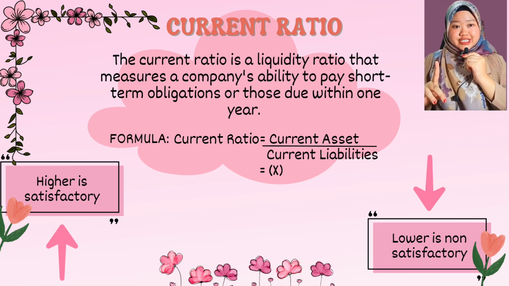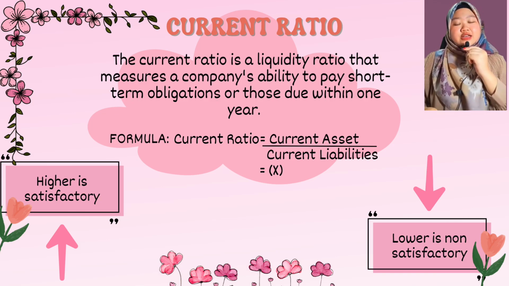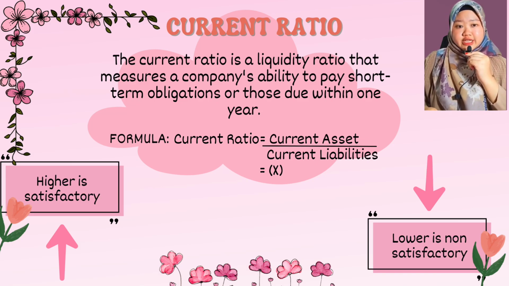First, we have current ratio. Let's start off with getting to know what current ratio is, how to calculate it, where to find it, and what is needed to achieve satisfactory. So basically, the current ratio is a liquidity ratio that measures a company's ability to pay short-term obligations, or those due within 1 year. The formula to calculate current ratio is current asset divided by current liability, and the answer must be in times. The higher amount of current ratio is satisfactory, meanwhile the lower is non-satisfactory.